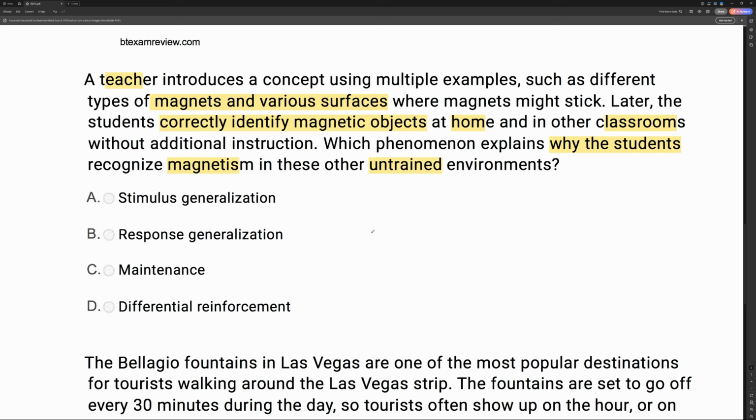C, maintenance. Maintenance has to do with a learned or taught skill continuing. These skills were not trained. If the skill is not trained, we're not going to typically think of it as maintaining.